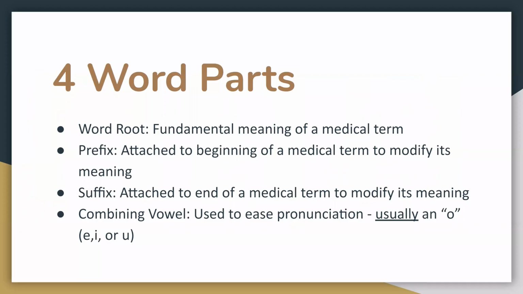So let's break down the 4 word parts. You have the word root, which is the fundamental meaning of the medical term. Then you have the prefix, which is attached to the beginning of a medical term, and it modifies the meaning of that word root. Then you also have a suffix that is attached to the end of a medical term and also modifies the meaning of that word root. And lastly, you have the combining vowel. And these are used to just ease pronunciation. Usually it's an O, but it could be an E, an I, or a U.